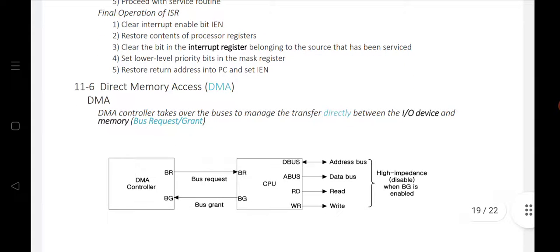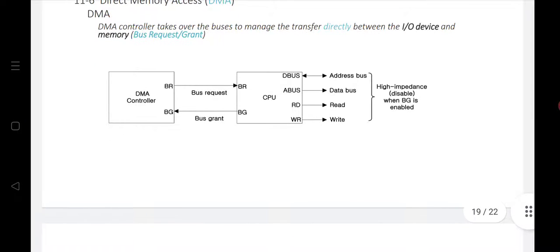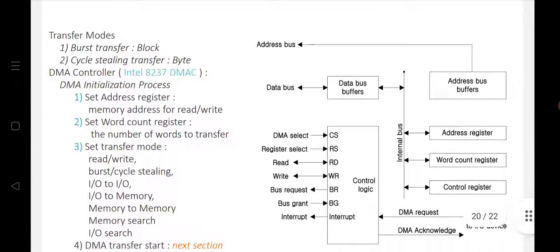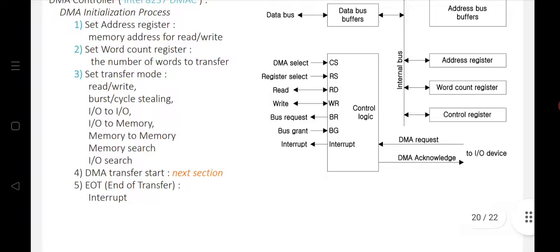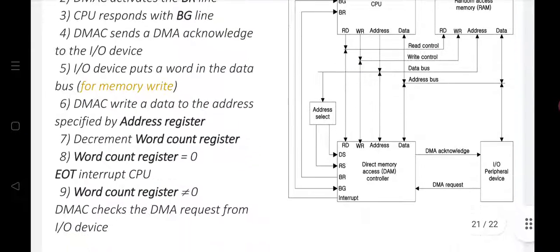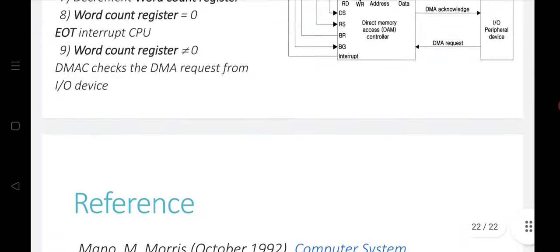Interrupt initiated IO devices. In the next class, we will see about DMA. What do you actually mean by DMA? What are its processes? All these things we will get into in the next class. Thank you.